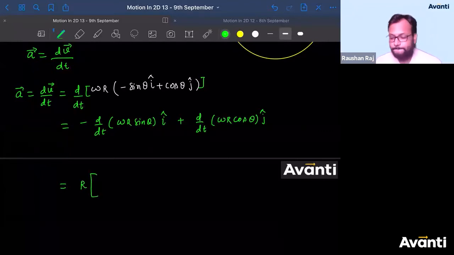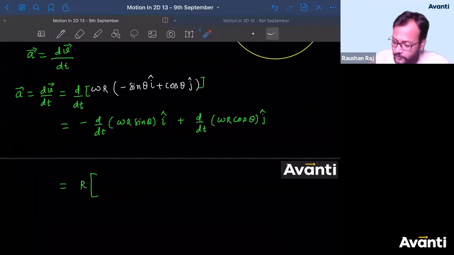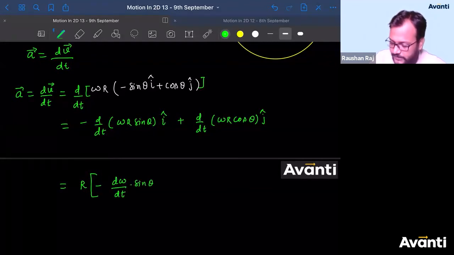Tell me guys, what will be the differentiation of omega into sine theta? Can I say we have to use the product rule here? So I'll say minus, first differentiate omega. So you'll get d omega by dt into sine theta plus. Now differentiate sine theta and keep omega idle. So omega into d by dt of sine theta is nothing but cos theta into d theta by dt. This is I cap plus.